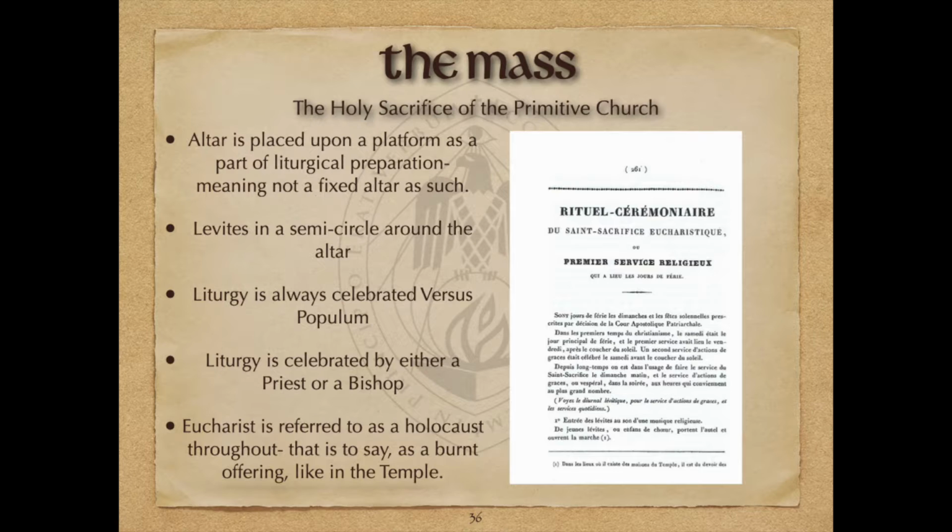So first up, the altar is placed on a platform as a part of liturgical preparation. And this should tell you one thing, that it's not a fixed altar. In other words, it's not sitting in the east as you would have in an ad orientem Mass or a Latin Mass. So it's actually a freestanding platform, presumably a table or other movable altar, but it's not fixed. It means it's set up for the occasion.